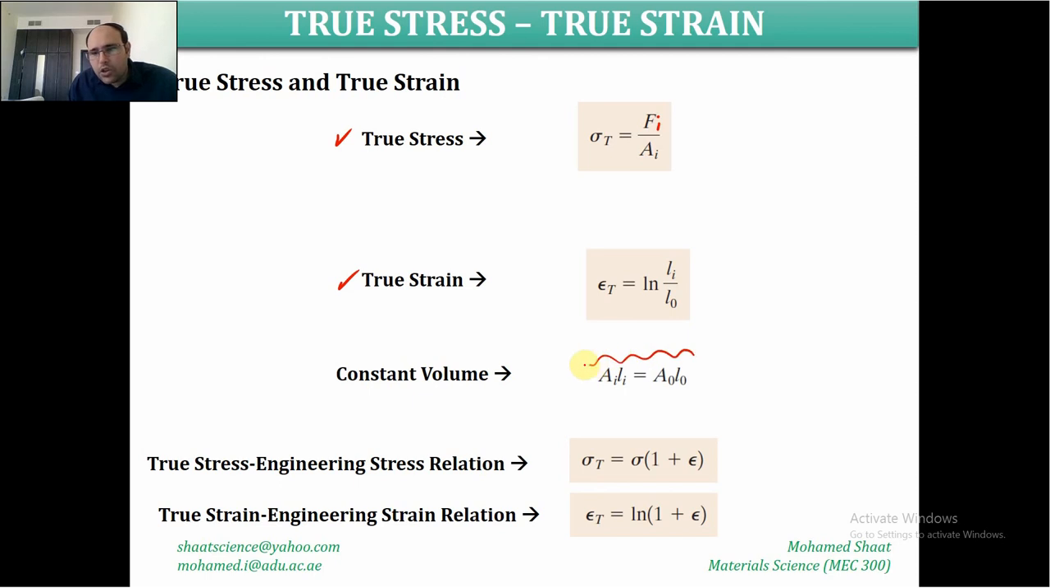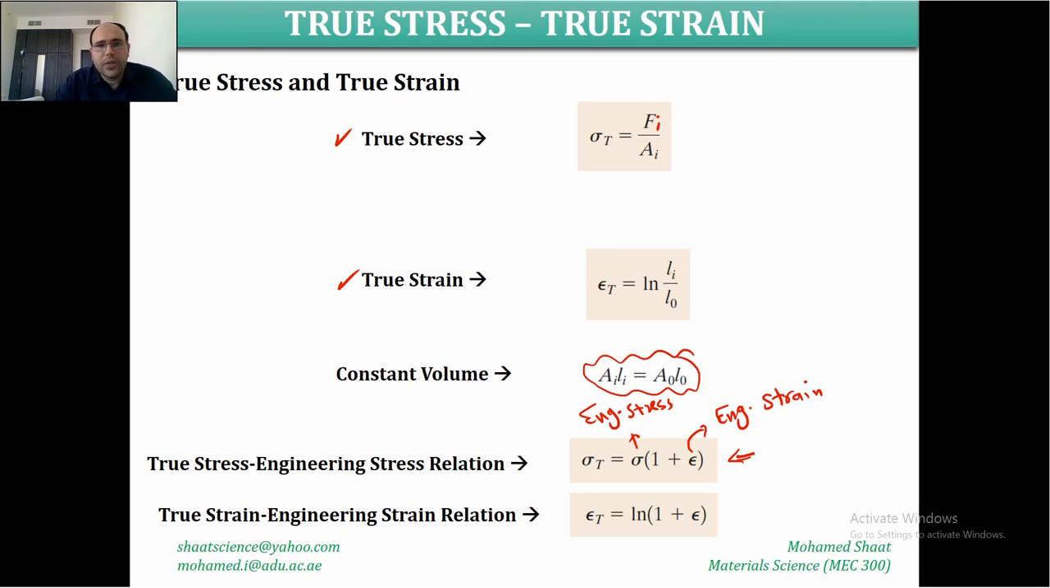And remember, in the meanwhile, you should understand that the volume is constant. This relation relates the true stress to the engineering stress. The sigma without any subscripts is the engineering stress. How could it be related to the true stress? The true stress is going to be sigma times (1 plus epsilon), where epsilon is the engineering strain, while sigma is the engineering stress. So this is the relation between the true stress and engineering stress. Also, the relation between the true strain and engineering strain is going to be epsilon true equals the natural log of (1 plus epsilon), where epsilon without any subscript indicates the engineering strain. Make sense?